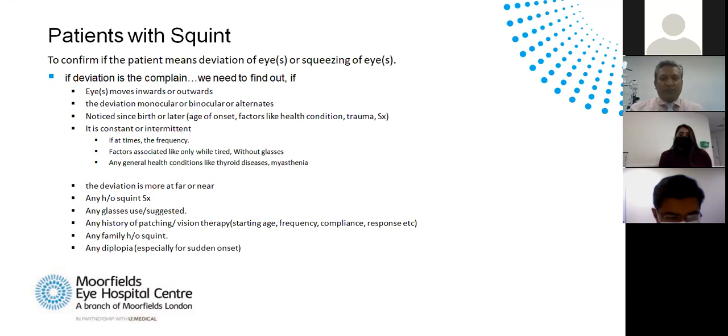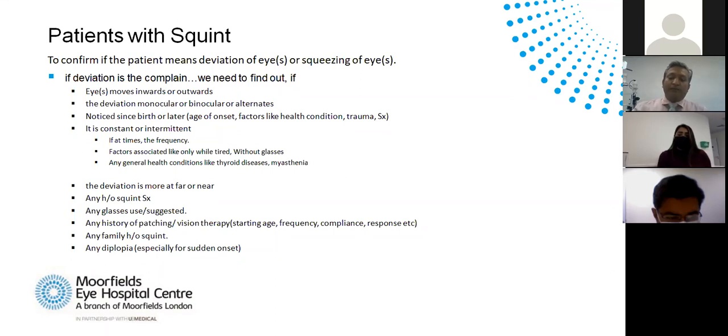By squint, they mean the deviation of the eye or the squeezing of the eyes, because if it is squeezing of the eyes, it is different. If it is deviation, then the subsequent questions and information that we will need are different. Say, for example, if it is deviation, then we need to know if the eyes are moving inward or outward, if the deviation is always one eye moving in or out, or both eyes, or sometimes right, sometimes left. That will give us a very good clue about the condition.